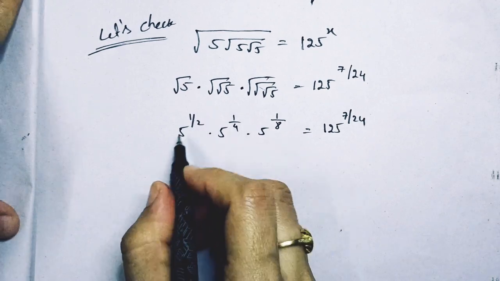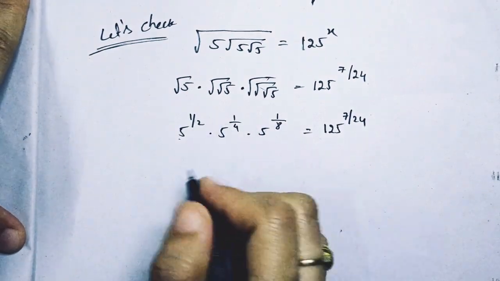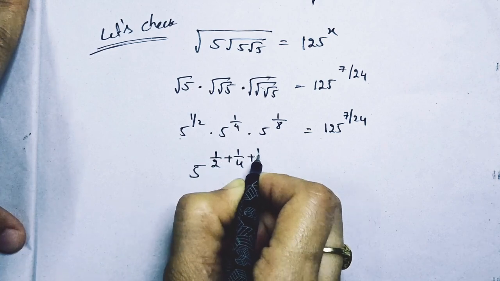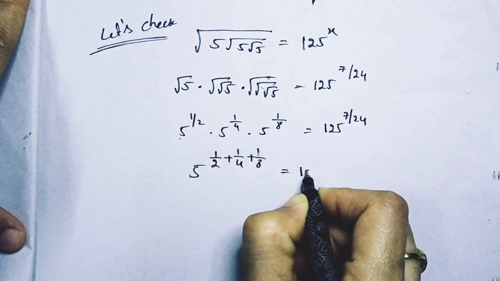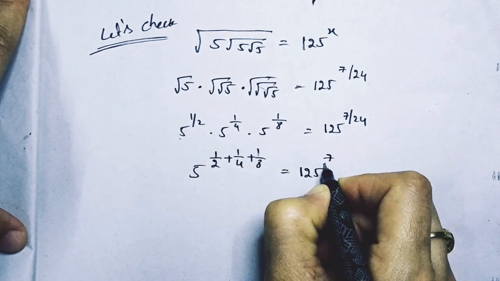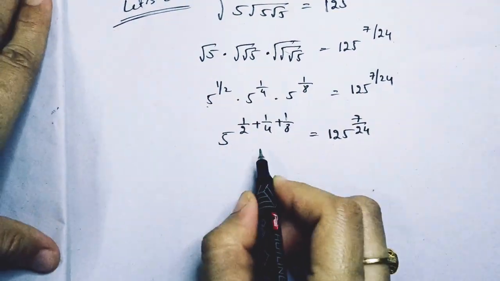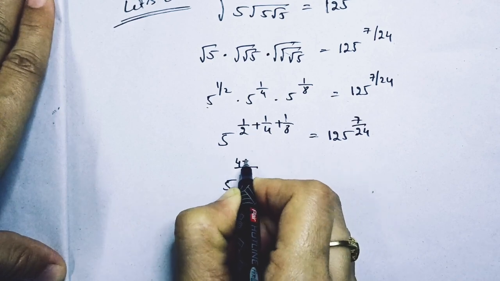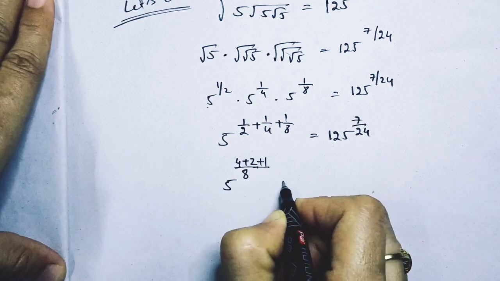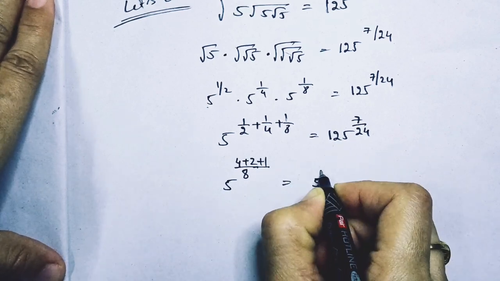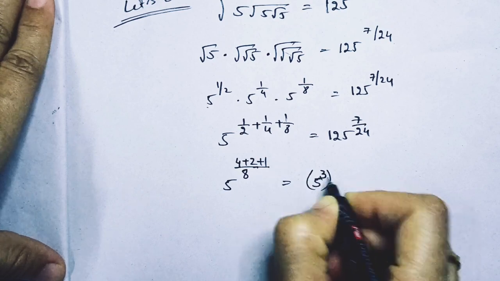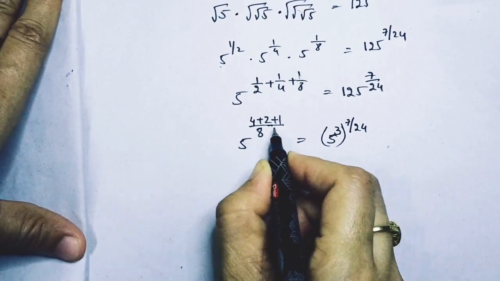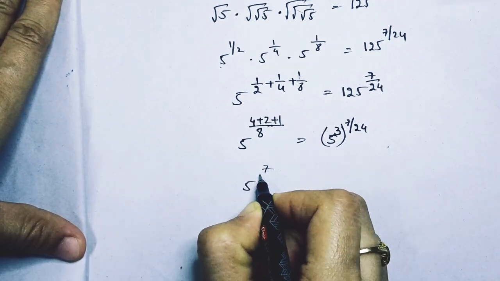Here as the bases are equal, powers should be added. So 5 to the power 1 by 2 plus 1 by 4 plus 1 by 8 equal to 125 to the power 7 by 24. Now 5 to the power, here LCM is 8, then 2 4's are 8, 4 2's are 8, 8 1's are 8, so 4 plus 2 plus 1 is 7 by 8. This 125 can be written as 5 cube, so 5 cube to the power 7 by 24.